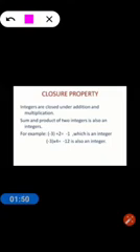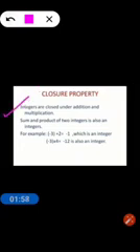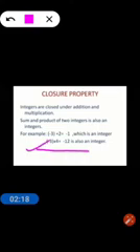First one is closure properties. Integers are closed under addition and multiplication. It means the sum and product of two integers is also an integer. For example, if you add -3 and 2, that answer will be -1, and -1 is also an integer. Similarly, when you multiply -3 by 4, the result is -12, and -12 is also an integer.